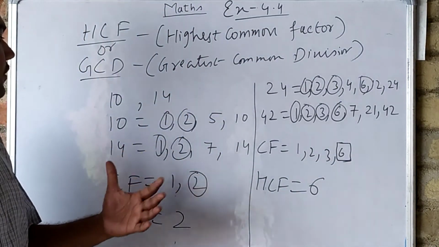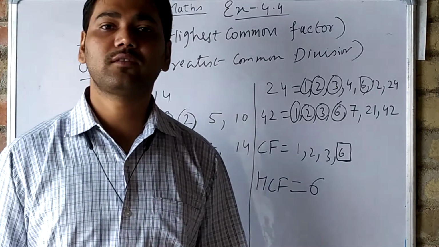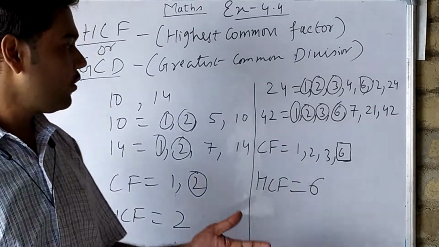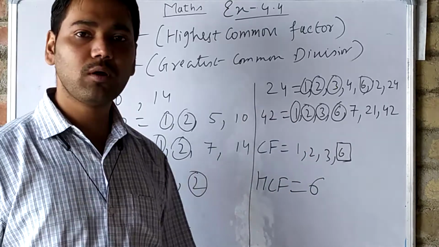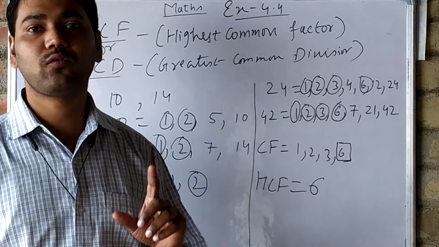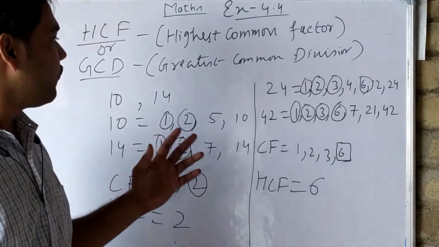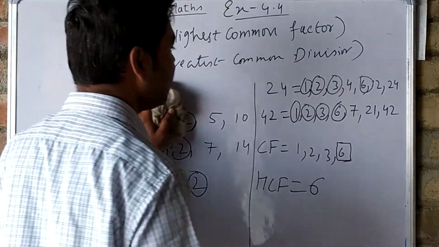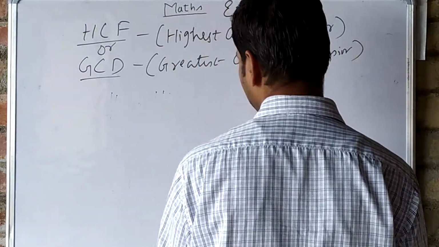So this is the method which you have used in exercise 4.3, to find common factors. In the same way, we will first find the common factors of two numbers, and then among the common factors, the largest one will be the HCF. Understand? One more method we will have, that is the prime factorization method. We can also find it by that.